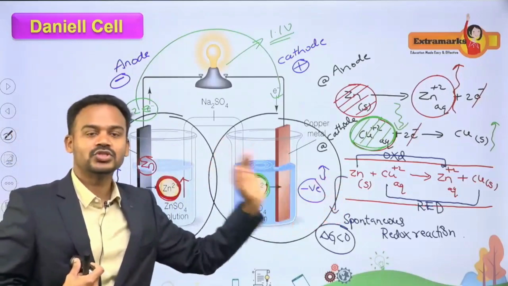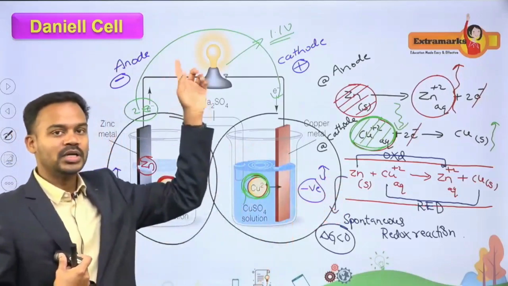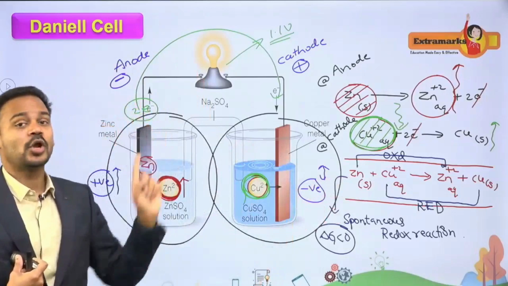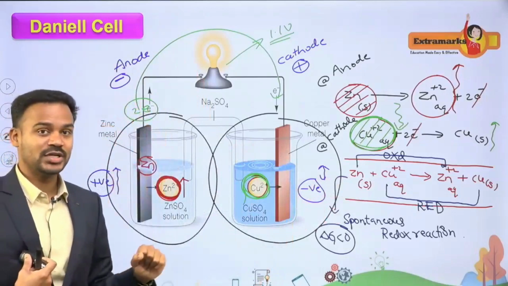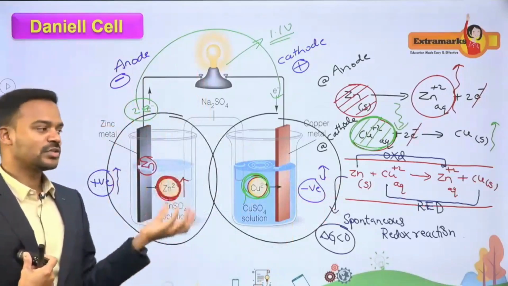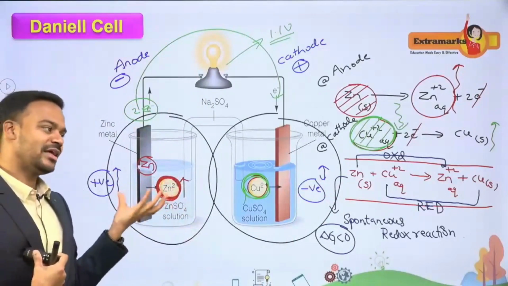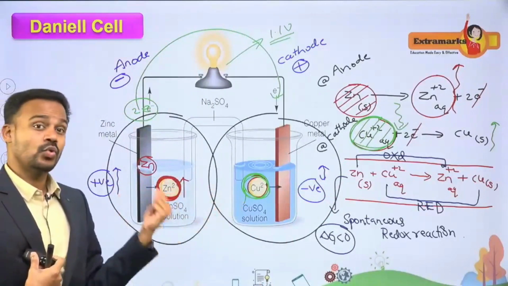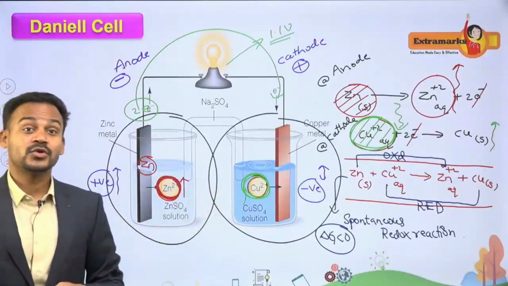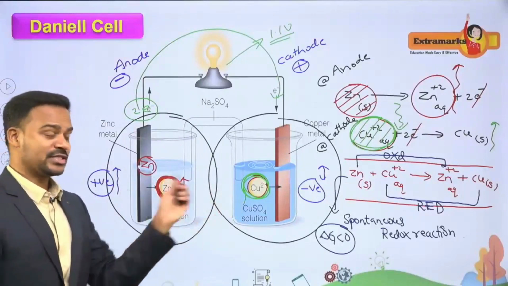Finally, the cell will stop working and there will be no bulb glowing. So that is the problem faced in the initial days. What is the problem faced? Because of the accumulation of charges in their respective half cells. So what is the solution for this? How can we avoid this accumulation?